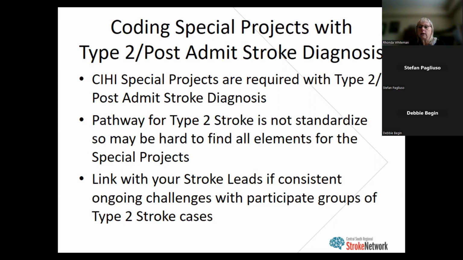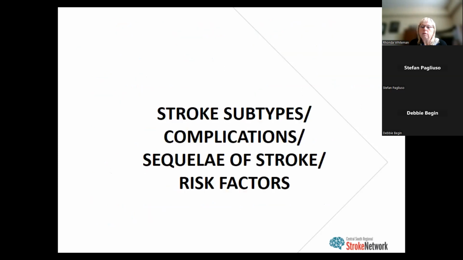If you're finding you have a consistent challenge with a particular area of type 2 diagnosis where you're consistently not finding various elements, reach out to your stroke lead. They, as staff has flagged, are really focusing on how do we capture and improve our documentation, so we're able to look at quality improvement. Moving on to stroke subtypes, complications, sequelae of stroke, and risk factors at the end of the presentation.